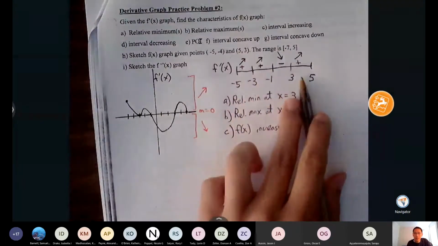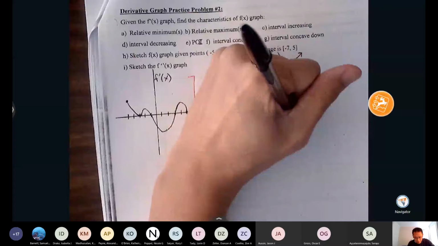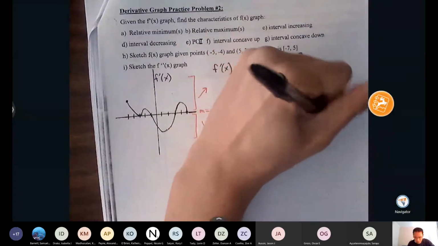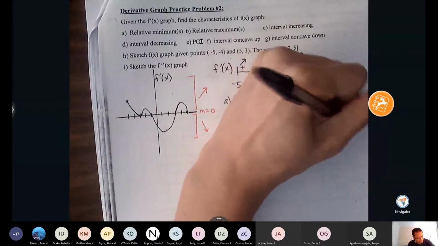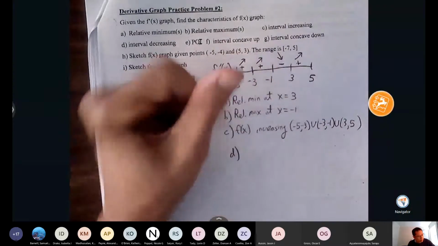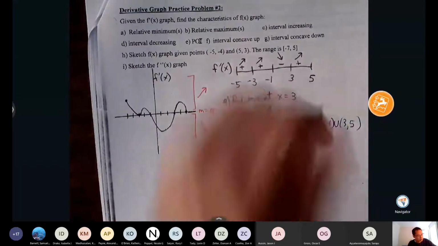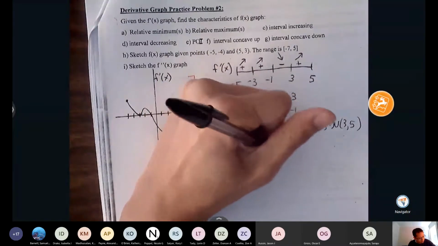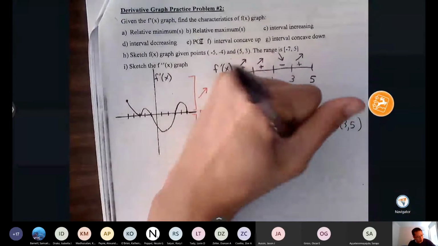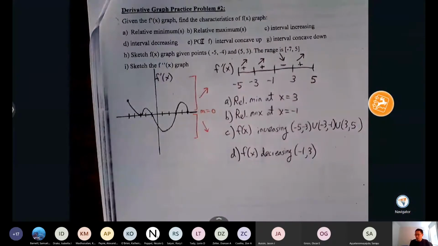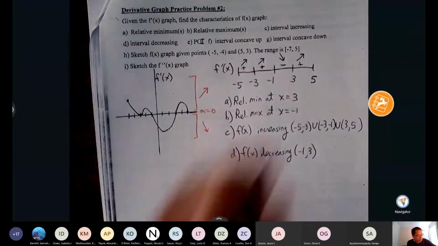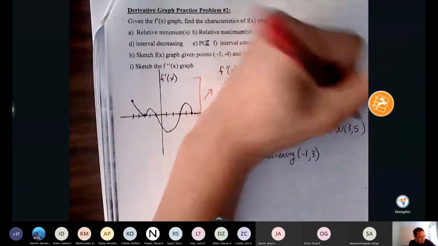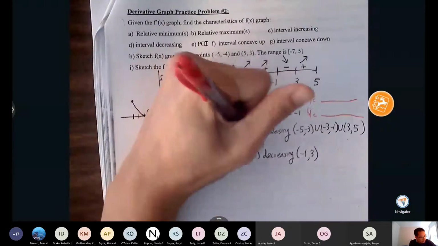Increasing, I have 3 intervals of increasing. Then I have 1 interval of decreasing. And on the test, I will ask you to justify your answer with because statements. So you'll write all these because statements, which you guys did a good job on your quiz.